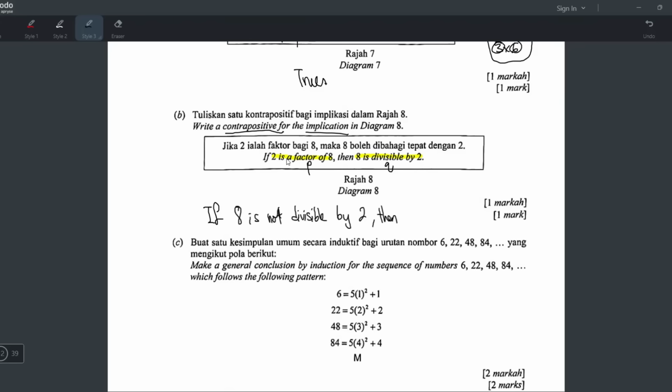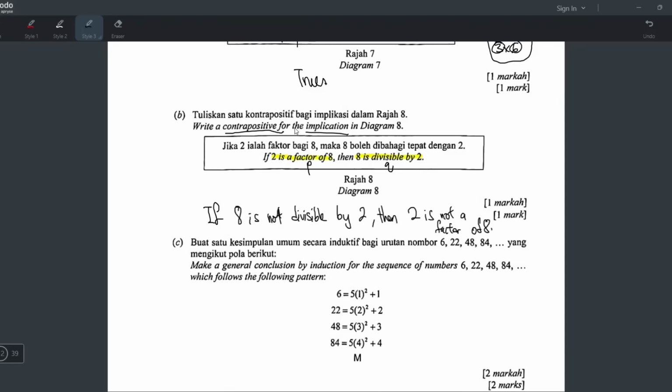Okay, if not Q, then I have to write P now, but do negation. 2 is a factor of 8. This is true, by the way. But you want to do negation now. So what you do, right? 2 is not a factor of 8. Yeah, that's how you change the true value of a sentence. You just put the word no or not inside, then it changes already. But make sure you put it at the right place also. You don't go and put not 2 is a factor of 8, the grammar is wrong. So 2 is a factor of 8, the negation will be 2 is not a factor of 8.